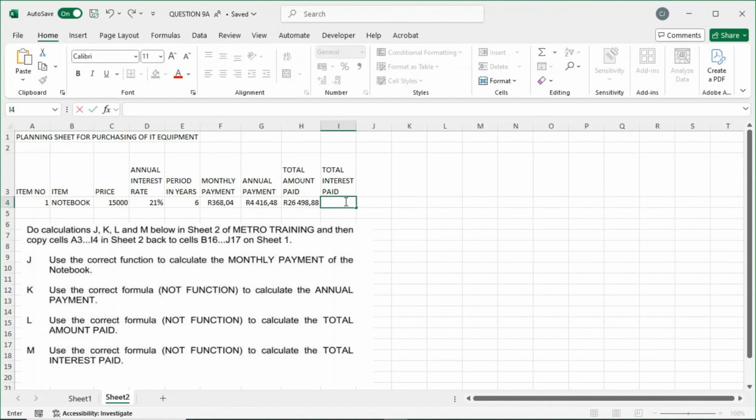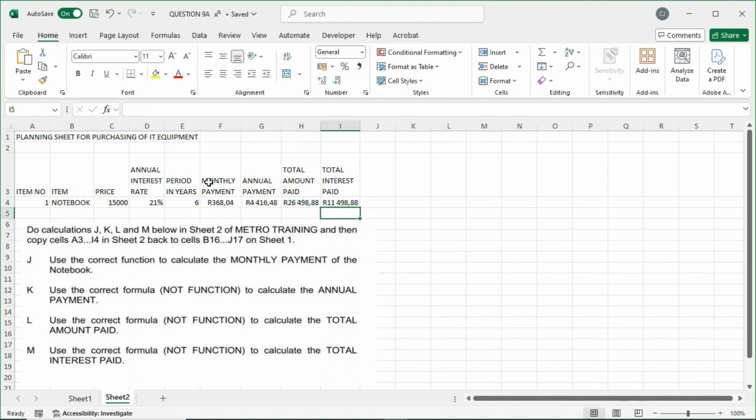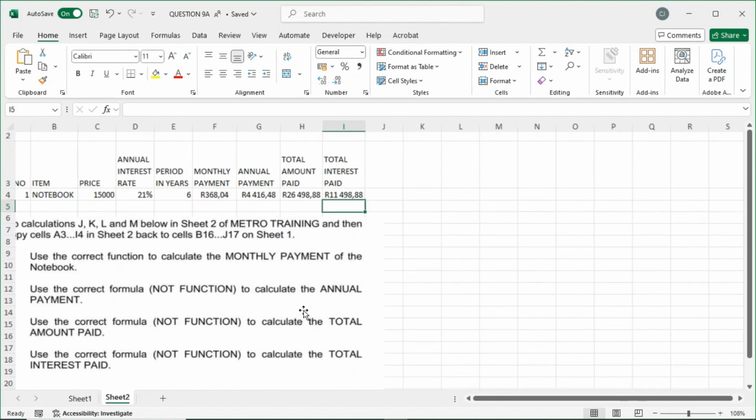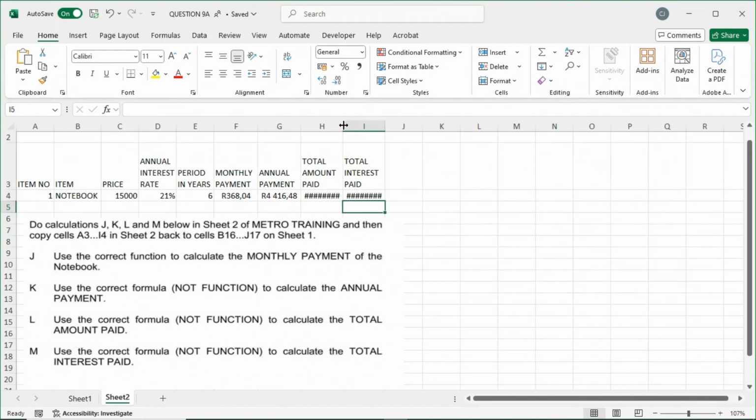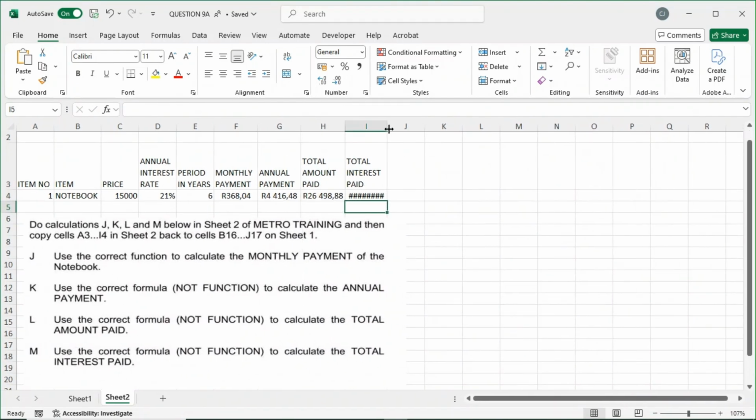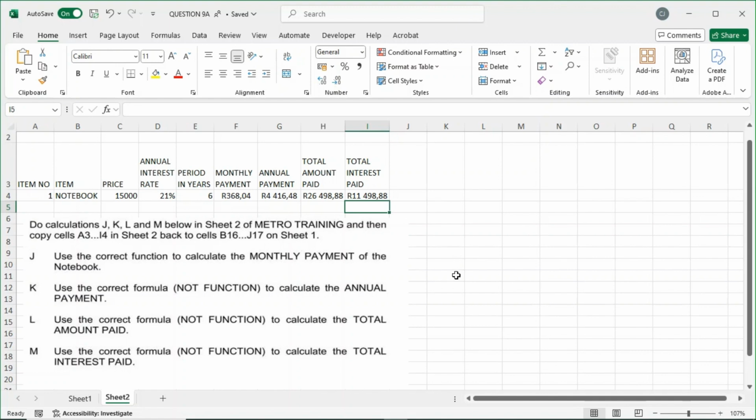Lastly, we need to determine the total interest that we paid. So we take the equal sign, take the total amount, and then subtract the amount that we have received to see what the interest is on this particular amount. So there you can see our calculation for PMT.